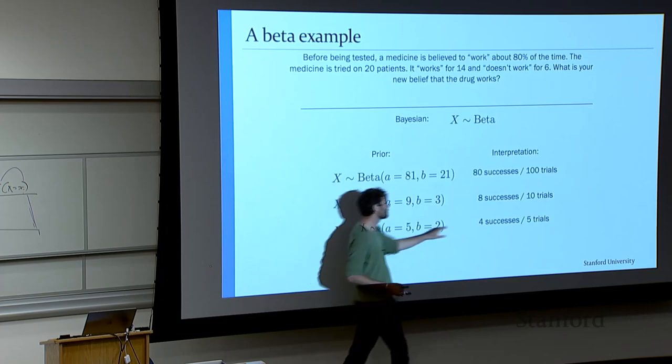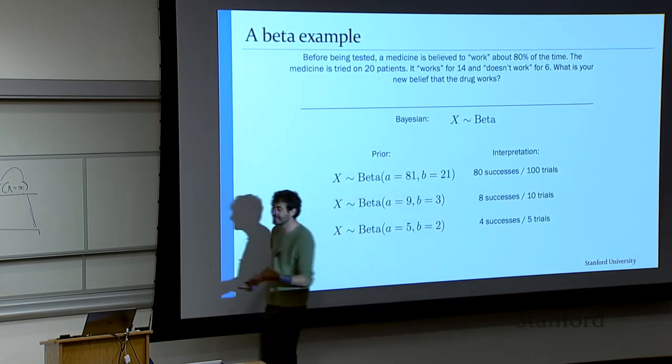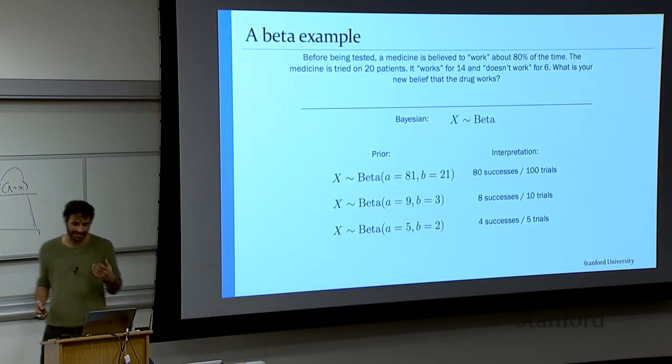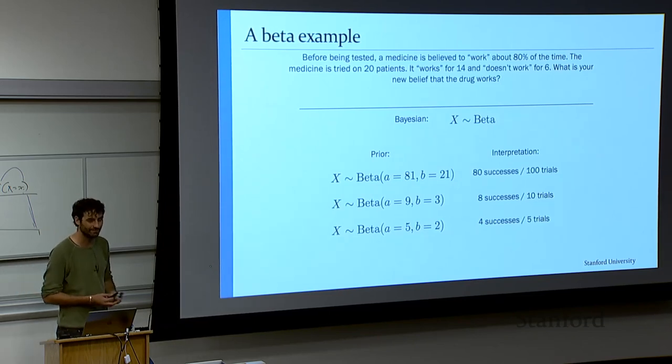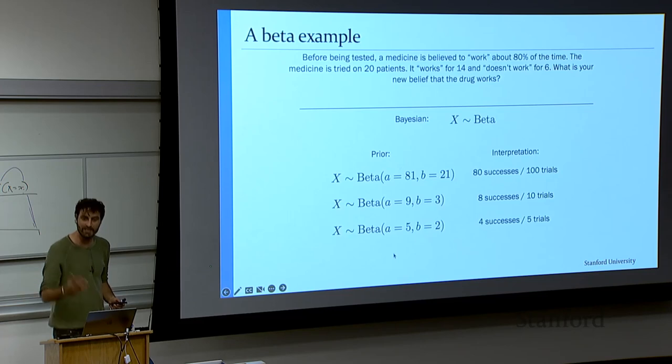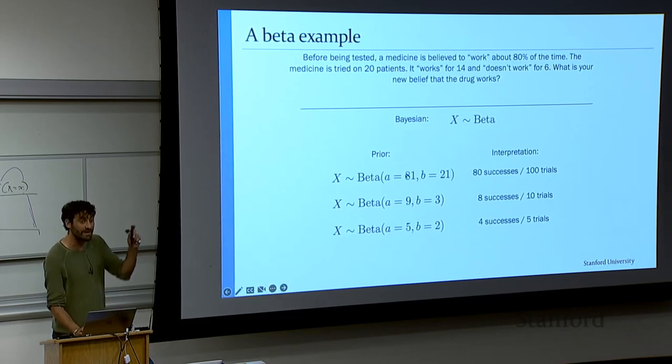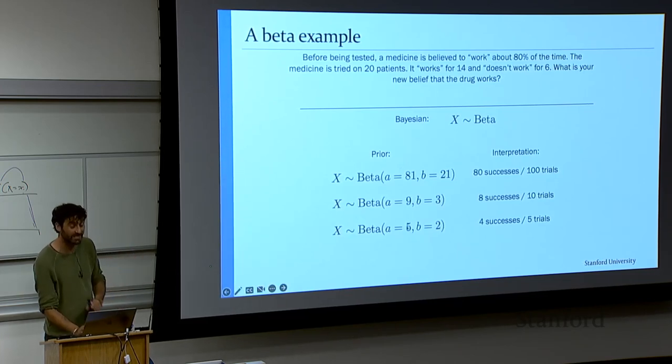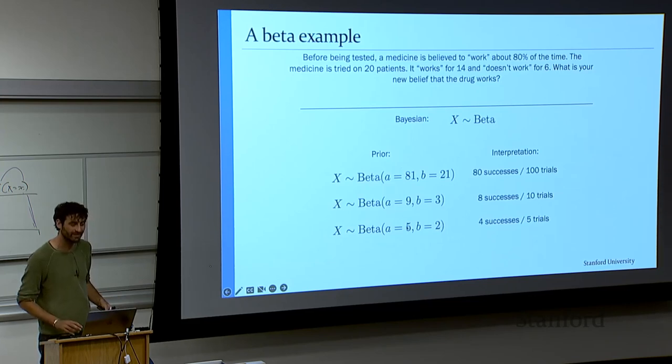And here's a different prior. I imagine 5 trials of which 4 are successful. All of these are ways of representing 80%. But what's the difference? This is very confident, this is medium confidence, and this is minimal confidence.